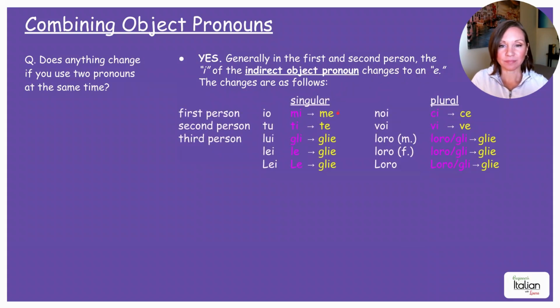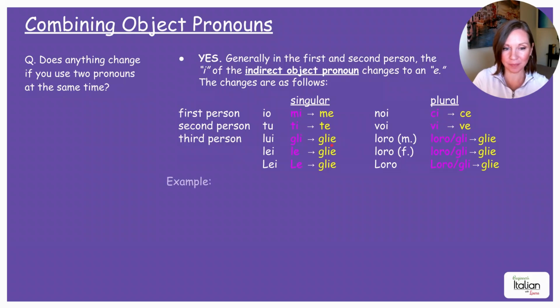Okay, so for the indirect object pronoun, if it's used with a direct object pronoun, the mi becomes me, the ti becomes te, the ci becomes ce, and the vi becomes ve. Okay, now for gli and le and loro or Loro, they all become glie. Okay, so they all become glie when you're combining it with a direct object pronoun.